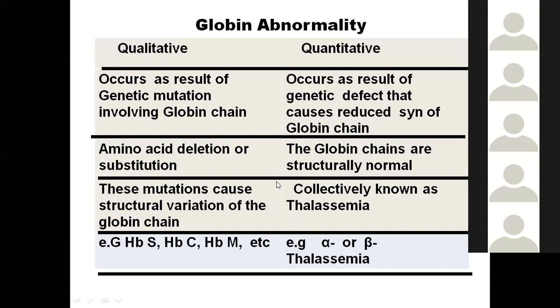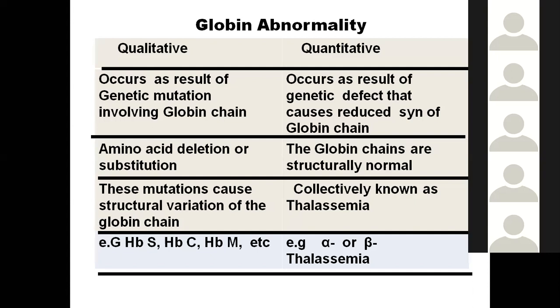Okay. Then this quantitative. Quantitative means thalassemia. It occurs as a result of a genetic defect that causes reduced synthesis of globin chain. In qualitative there is amino acid deletion or substitution, right? But in quantitative, the globin chains are structurally normal. There is no problem with the chains. In qualitative, there is a point mutation, or a deletion or substitution of an amino acid, and that changes the whole shape of the RBC.